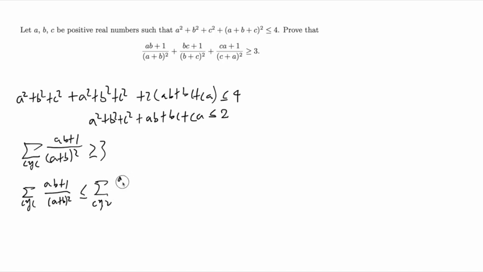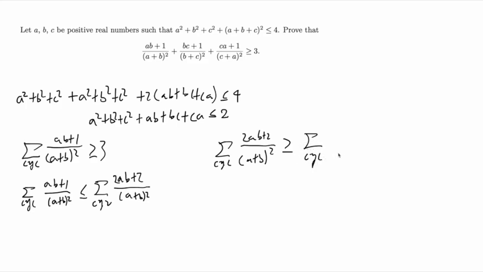So 2ab and squared. And also, because we know that this thing is less than 2, we can also write a new one where we have this expression is greater than or equal to the cycles of, and we have 2ab and then this whole thing right here.